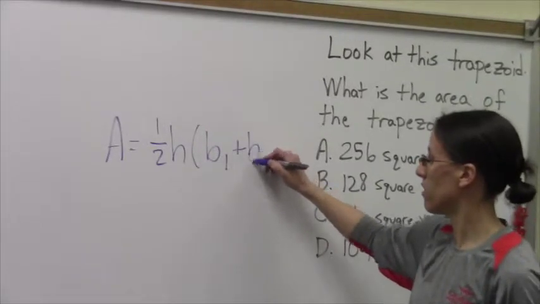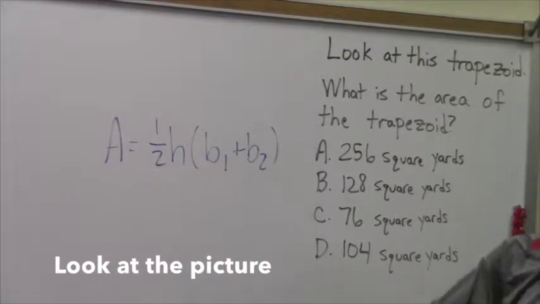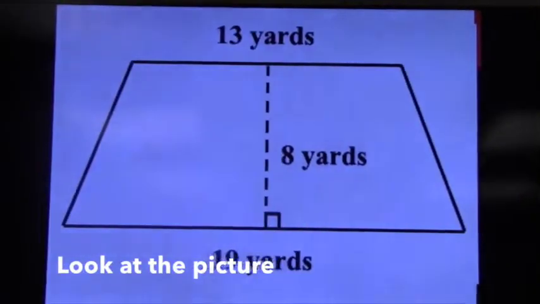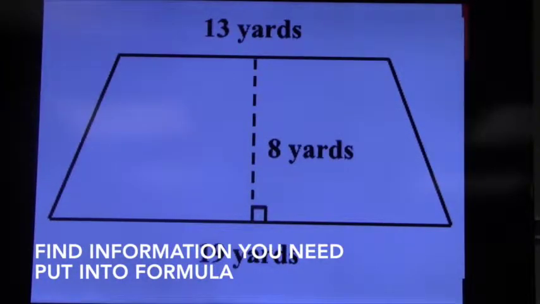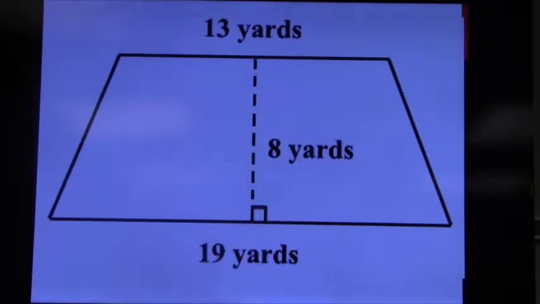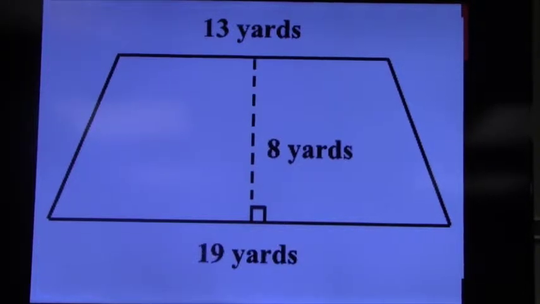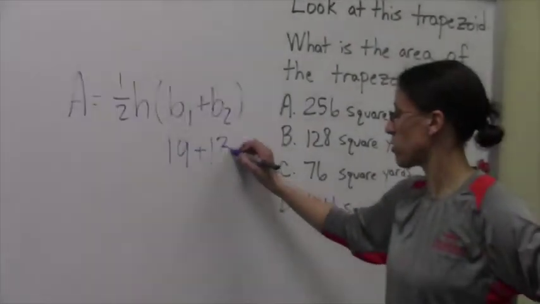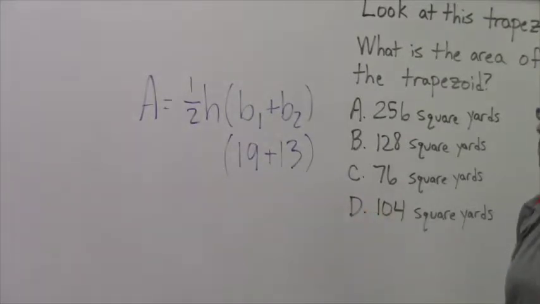So now I need to look at the picture that I have in front of me, and I need to find the information that I know and substitute it into the formula that I have for the area of a trapezoid. Now I know that the bases of a trapezoid are the sides that are parallel to each other. So on this particular picture, it becomes the bottom and the top of the trapezoid. So I have 19 and 13 that I'm going to substitute in, where I have base 1 and base 2 because they're the sides that are parallel to each other.